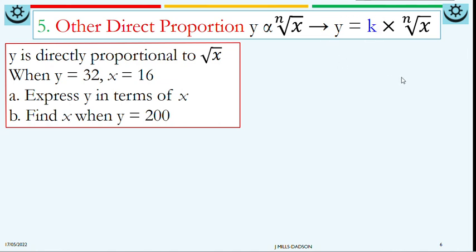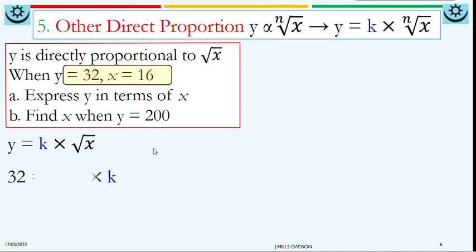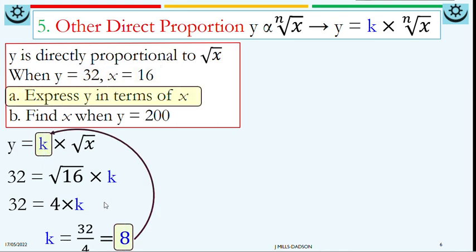So we begin with the proportionality equation in this form. It's a square root, so k times square root of x. Use the initial values given to find your k. This is called implicit formula because we don't know the k yet. But we can work out k using 32 for y and 16 for x. So substitute. Square root of 16 is 4. So to find k, divide through by 4, and k is equal to 8.